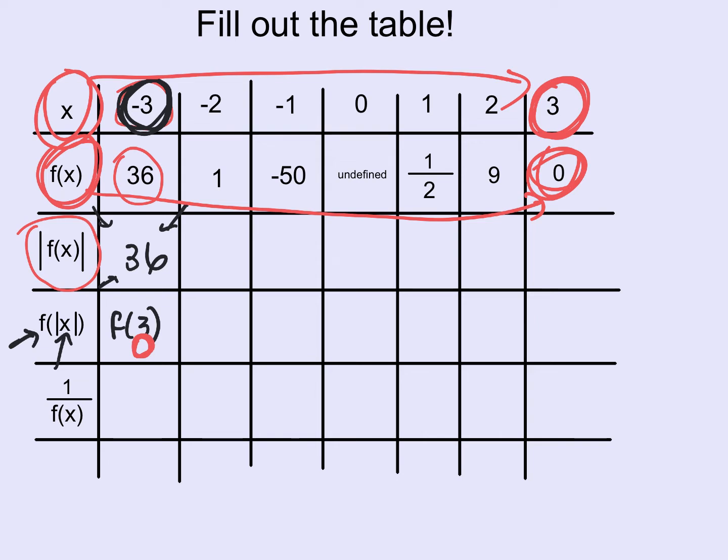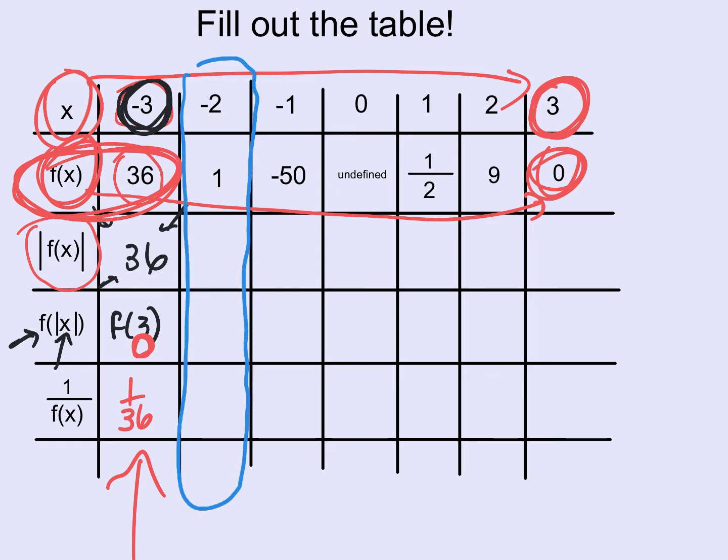Okay, 1 over f of x. Well, in this column here, f of x is 36. So 1 over that, 1 over 36. That's it, done. Everybody try to just answer this column right here. The one I just circled in blue, try to do those without my help. I'll pause for a second.